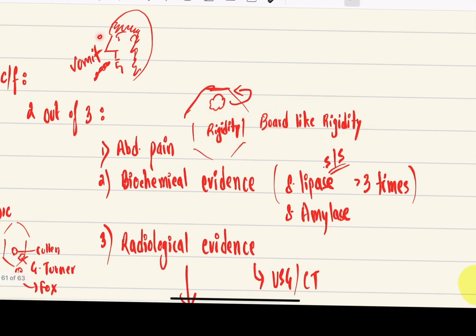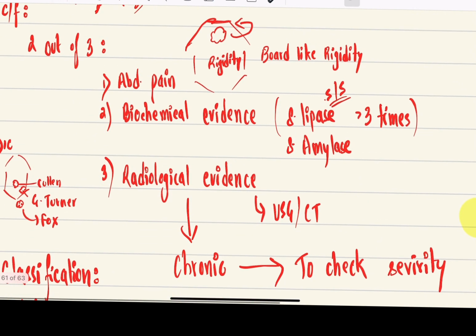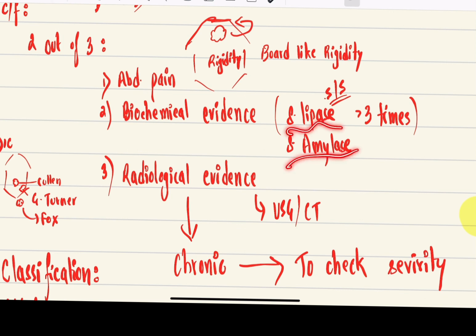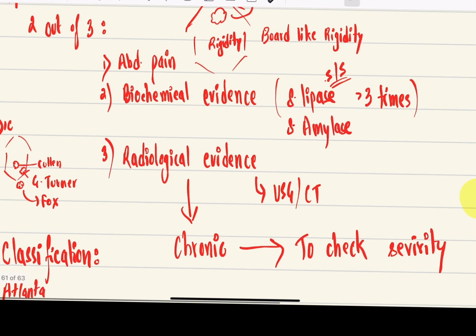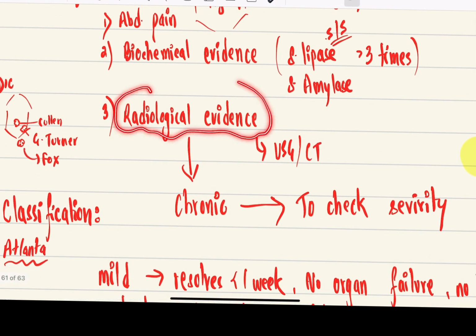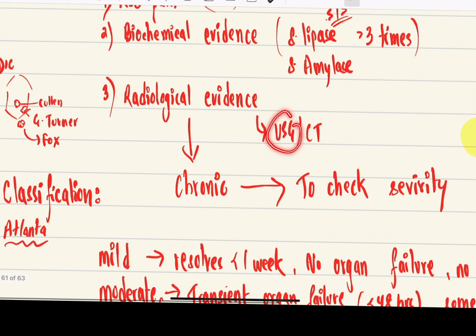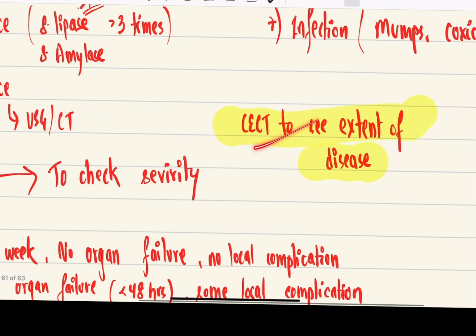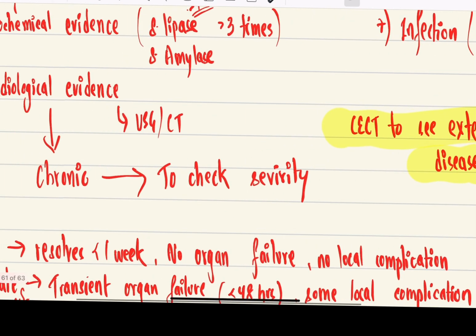The patient might vomit. And next is biochemical evidence like serum lipase and amylase. Serum lipase is more specific and sensitive. There must be more than a 3 times rise in these values, amylase and lipase. Or there is radiological evidence, ultrasound and CT. CT is usually used to check the severity and the extent of the disease.